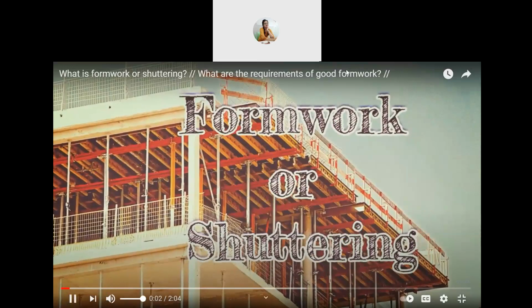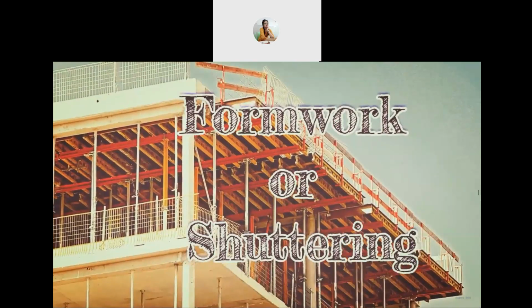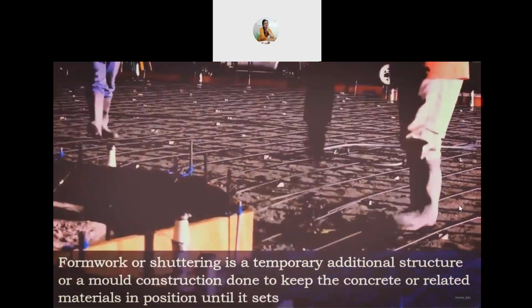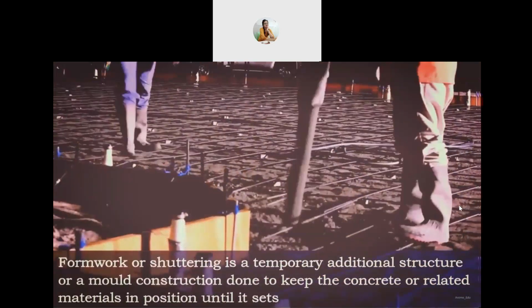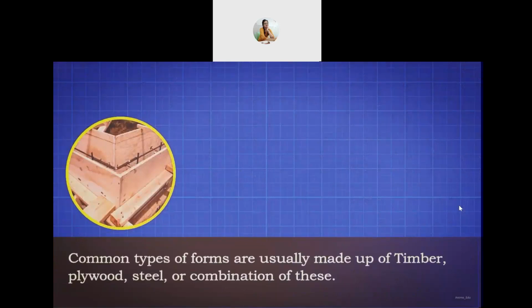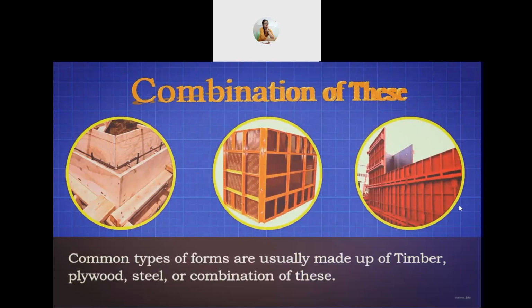This video explains what is formwork and good requirements of formwork. Formwork or shuttering is a temporary additional structure or a mold construction done to keep the concrete or related materials in position until it sets. Common types of forms are usually made up of timber, plywood, steel, or combination of these.